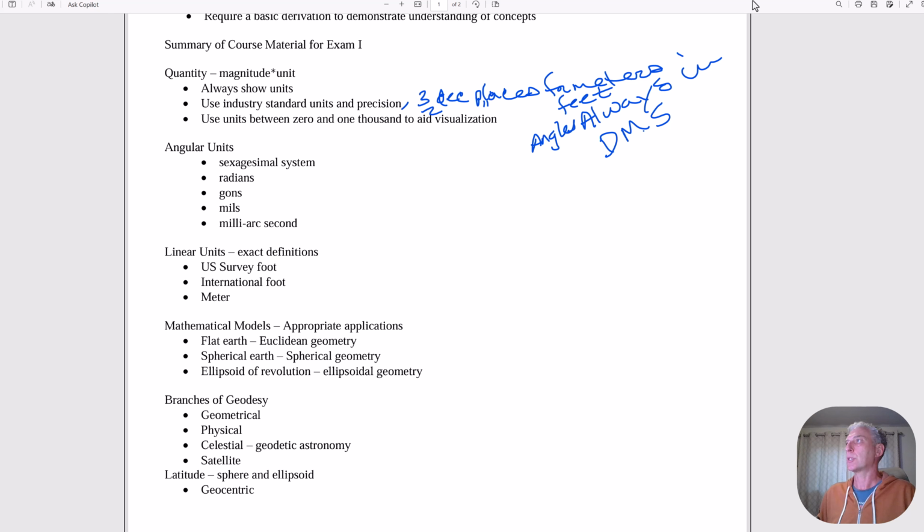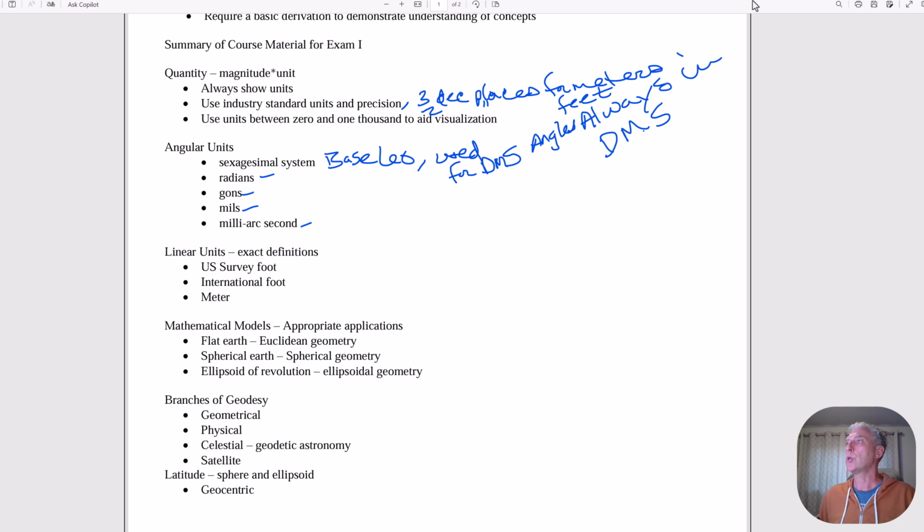Angular units: sexagesimal system, that's the base 60, and used for DMS. Radians, we know what those are, Gauss, mils, and milliarc seconds. We went over those at the beginning of the term, so just understanding the definitions and how to convert the different types of angles to other angles.